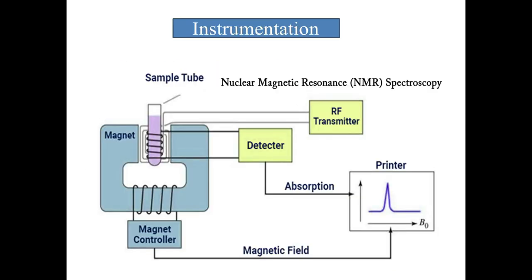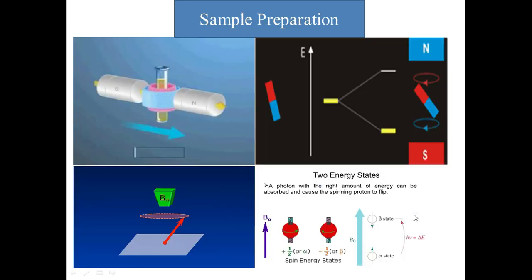The instrumentation of NMR spectroscopy. Here you see this magnet. If the magnet strength is increased to 300, 400, 500, 600, 900 megahertz, the resolution will be increased. You take the compound in this magnetic field, and additionally we give the radio frequency transmitter. This is for detection, this is for observation, and we can take the printout. So this is the instrumentation.